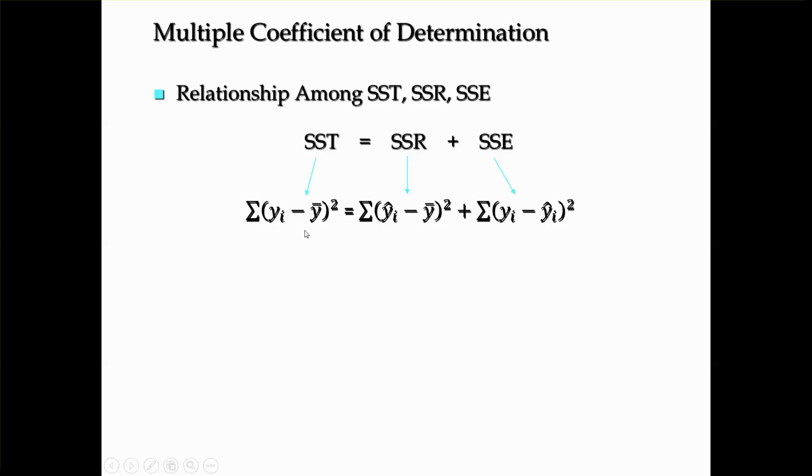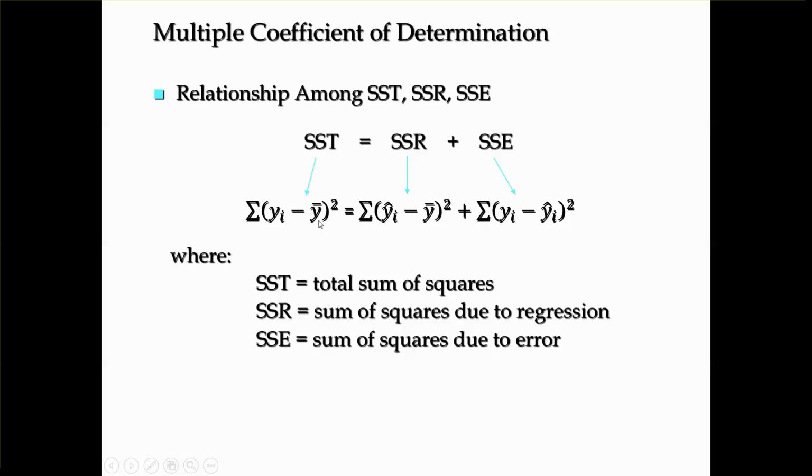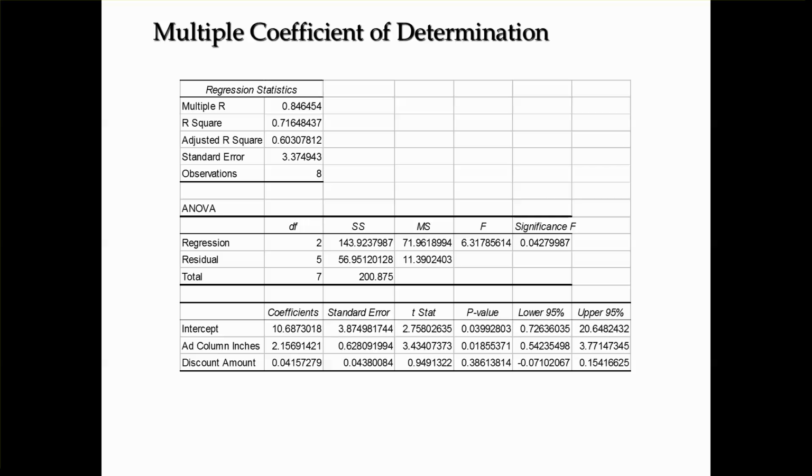So yi, the observation, minus the mean of y, squared, and sum all of them together, you will have SST. The estimated y hat minus the mean of y, squared, and sum all of them together, you will get SSR. And the observation minus the estimated y, squared, and sum all of them together, you will get SSE. Now we will recognize where we can find SSR, SSE, and SST.